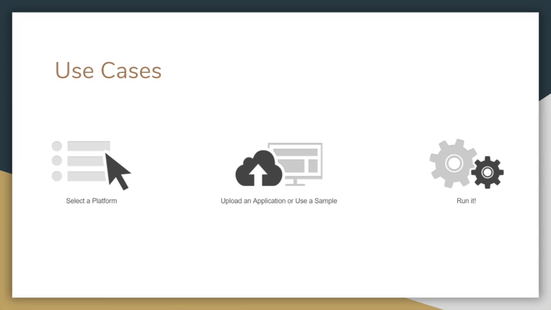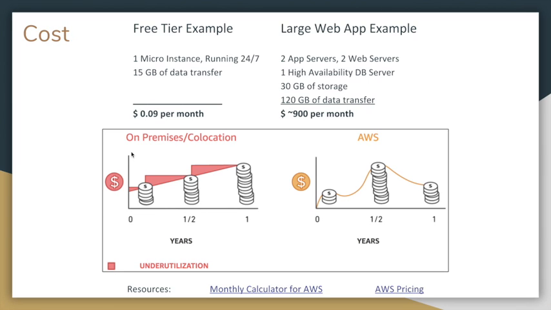Elastic Beanstalk is free. The cost comes from AWS resources that your deployed code uses. Depending on the size of your application, Elastic Beanstalk will automatically handle capacity provisioning, load balancing, auto-scaling, and application health monitoring. Here we came up with a couple of examples that represent the wide variety of possibilities.